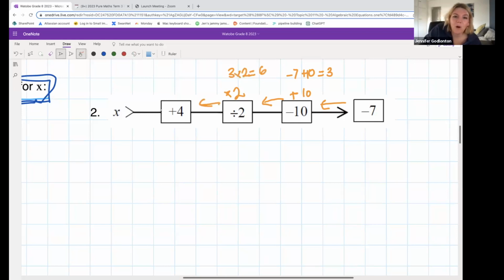Next step, if we were plussing 4, what would we do now? Good. We're going to minus 4. So we're going to say 6 minus 4, and that gives us 2. And so our final answer here is 2.